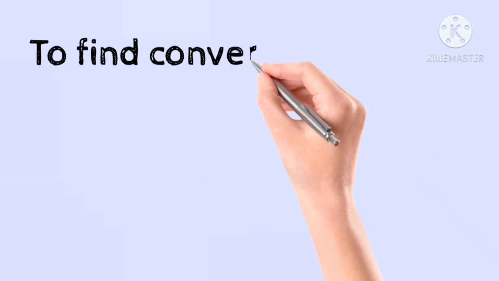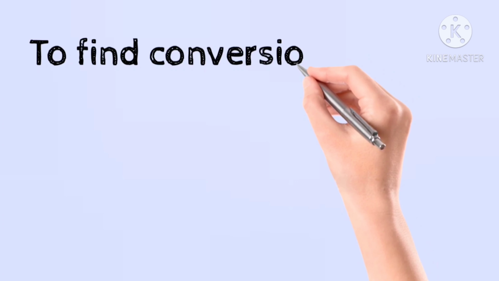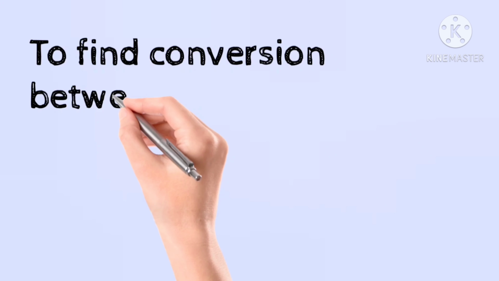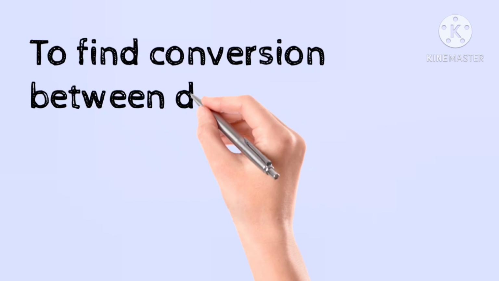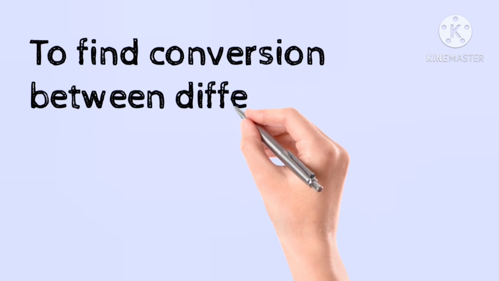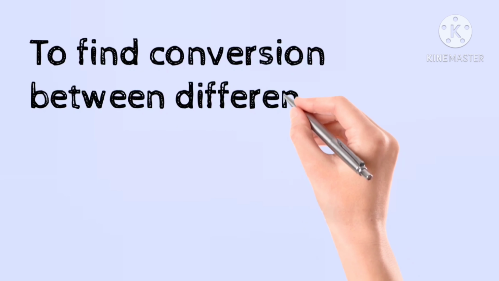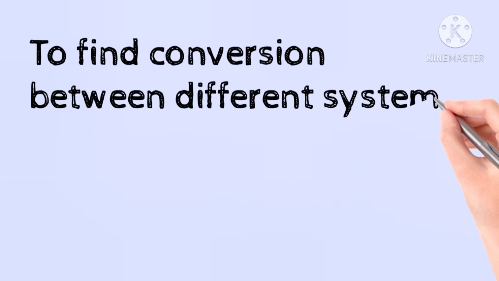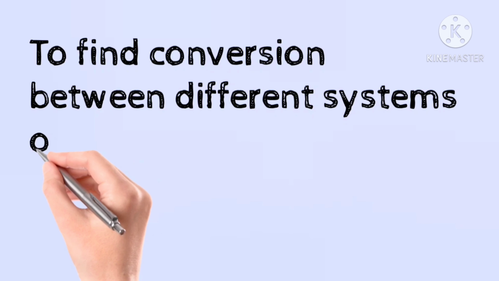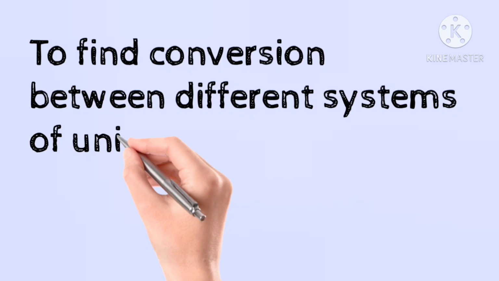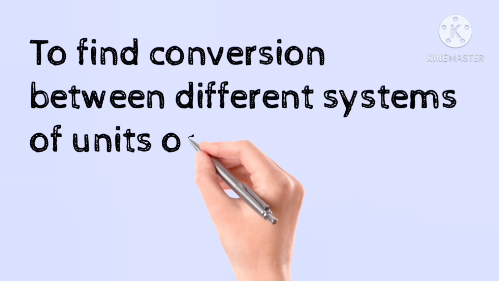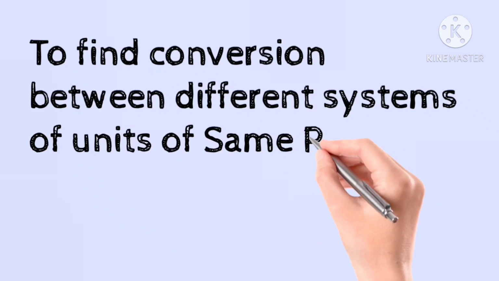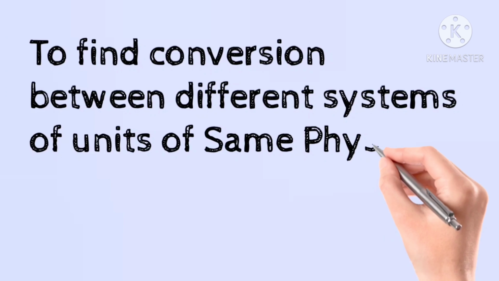To find the conversion between different systems of units of the same physical quantity. Example, 1 Newton is equal to 10 raised to 5 dyne. And this conversion we are learning with the help of dimensional analysis.